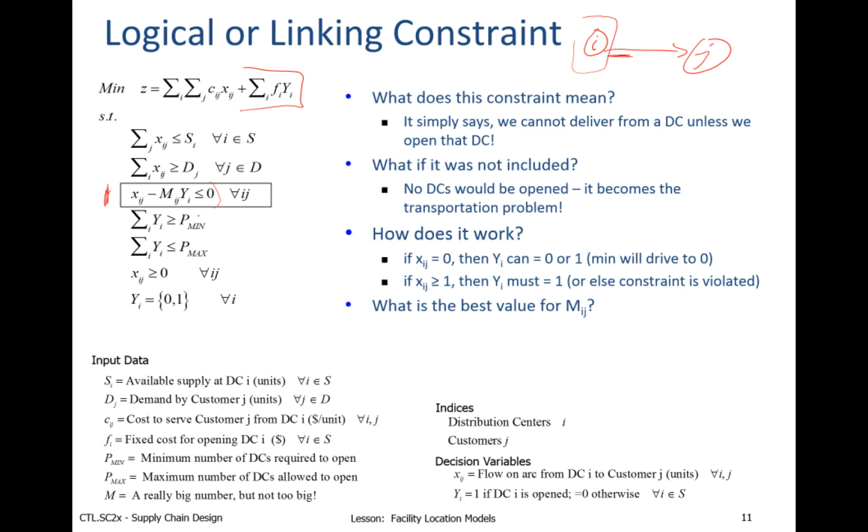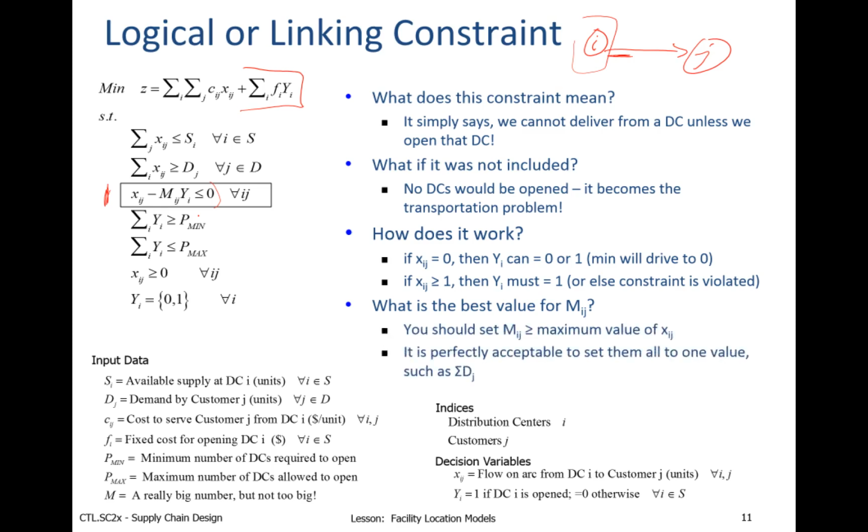What's the best value for these M's? Well, as a general rule, you want it to be big. But technically, you don't want to make it too big, because then it slows down some of the solution time, and it takes a little more effort. So a good rule of thumb, you set the M_ij greater than any value that the x_ij, the flow, can possibly take. In fact, it's perfectly acceptable to set all the M_ij's to the same number. You set it equal to the sum of all the demand, because the flow on each individual arc can never be greater than the total demand required. So that's one way to do it. Just set a really big M, and that's why we make it just a big M.